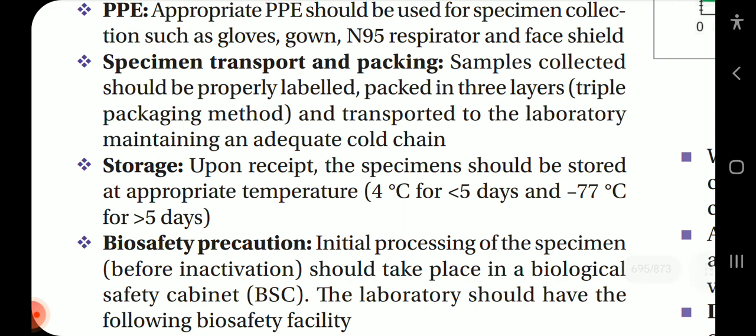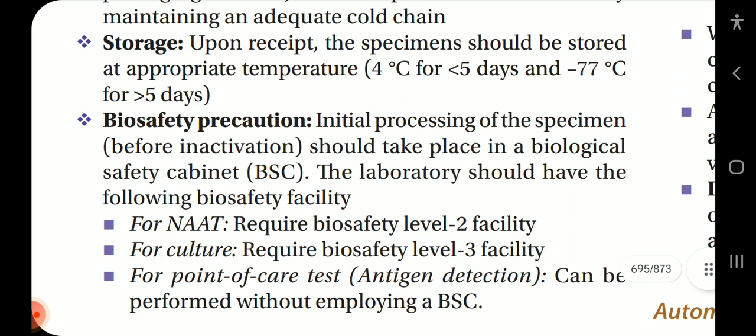Specimen transport and packing. Samples collected should be properly labeled, packed using the triple packaging method with 3 layers, and transported to the laboratory maintaining an adequate cold chain. Storage upon receipt: the specimen should be stored at 4 degrees Celsius if for less than 5 days, and at minus 70 degrees Celsius if for more than 5 days.